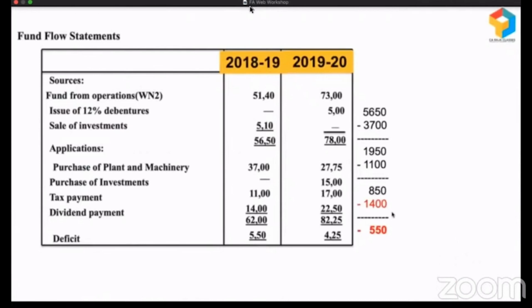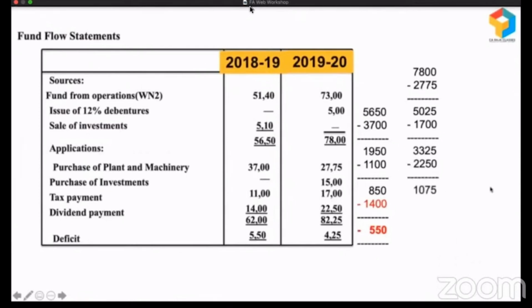Let's see what happened in 2019-20. In 2019-20, their funds from operations have improved significantly. They've also raised money by issuing debentures. So it is 7,800. And from that, they are purchasing plant and machinery. They have a lot of money, let them. After purchasing plant and machinery, they have a surplus of 5,025, and they want to pay taxes. Good, let them pay. From 5,025, after taxes paid, what is left over now? 3,325. From that, they want to pay dividend. Let them pay 2,250.